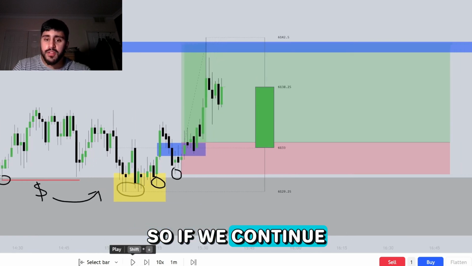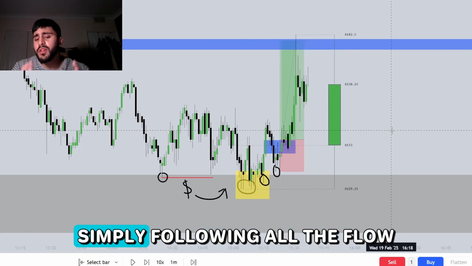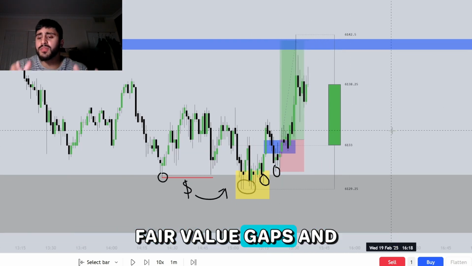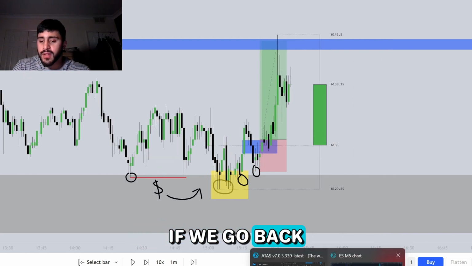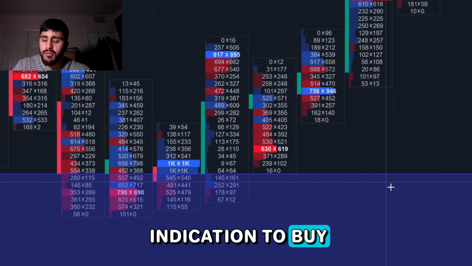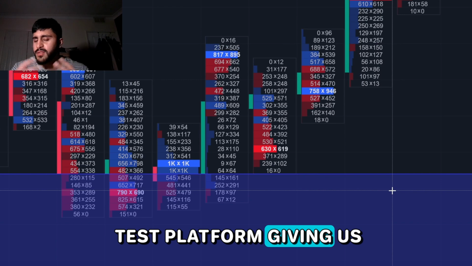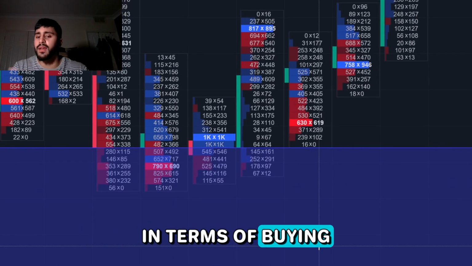So if we continue to play price on, we get a very, very rapid move to the upside over here. Simply following order flow, fair value gaps, and the power of three indicator, right? This is important to understand. Again, if we go back to the ATAS platform, it is giving us the indication to buy, right? Why is the ATAS platform giving us the indication to buy? So we're understanding the volume in terms of buying and selling, right?